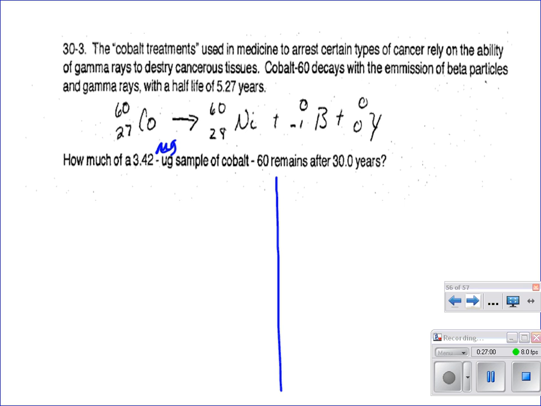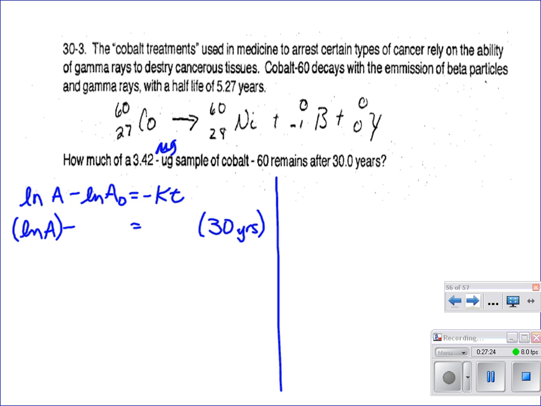Since this is radioactive and it's a nuclear situation, ln A minus ln A naught equals negative kt. This is going to be going for 30 years, so I'm going to put my 30 in there for time. What else do I know? I want to know how much is left, so I'm solving for that ln of A. How much do I start with? 3.42. You can leave it in micrograms. Just know that when you solve for this A, it's also going to be in micrograms.